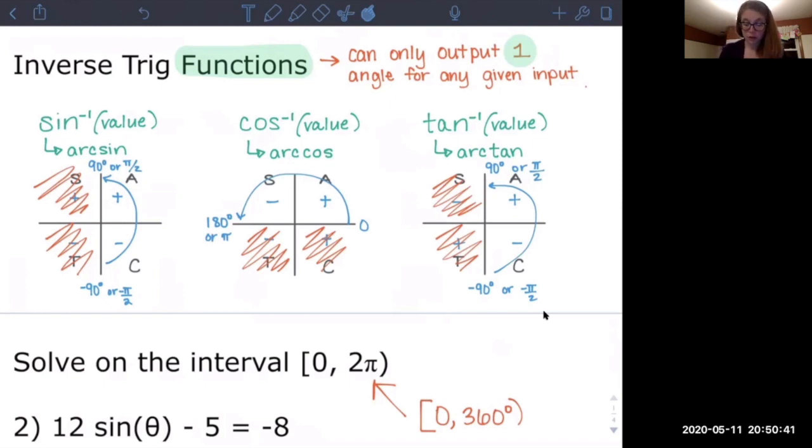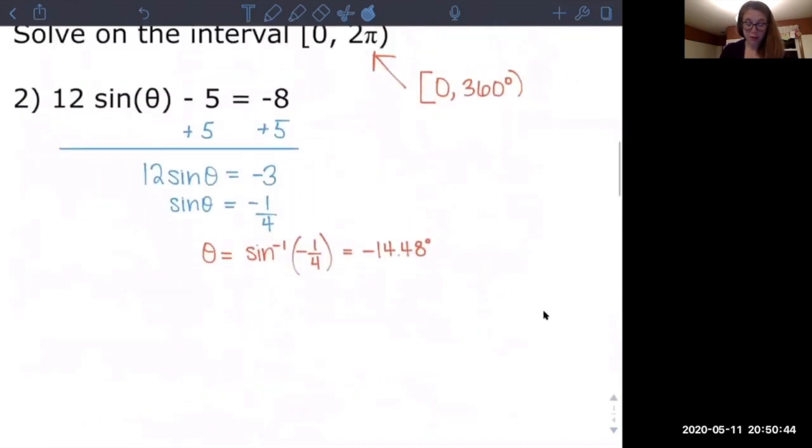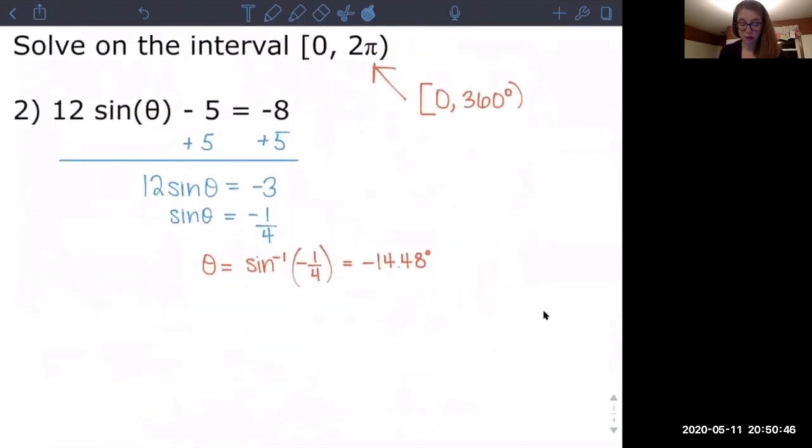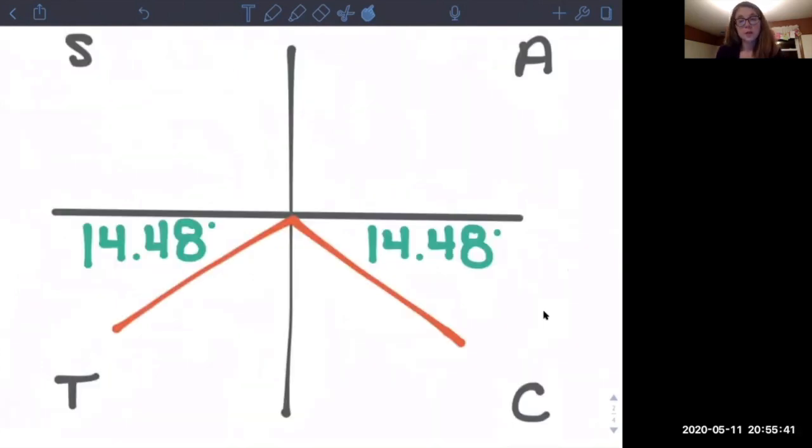So this is all to explain why, in this number 2 that I did, my calculator was giving me negative 14.48 as the answer. I was doing sine inverse of a negative, so it took a fourth quadrant reference angle for me. Since my sine is negative in this equation, I'm going to be looking for 2 answers between 0 and 360, one in the third quadrant and one in the fourth quadrant, because we know from ASTC that that's where sine is negative.